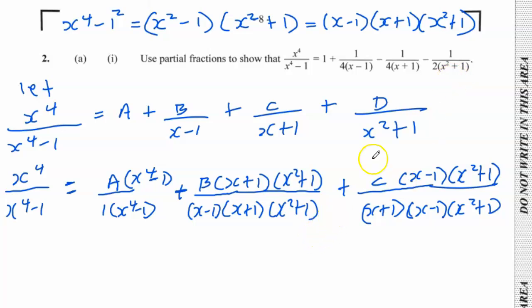And then the final one, d. So notice we have d over x squared plus 1 and now to get this to have the same denominator as everybody else, I need to multiply by x minus 1 into x plus 1.